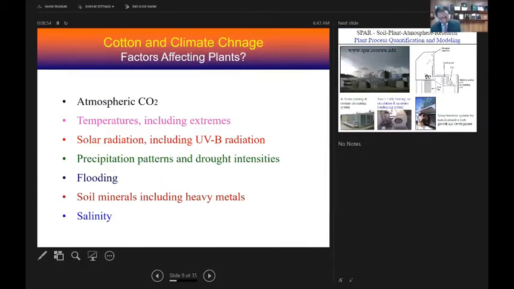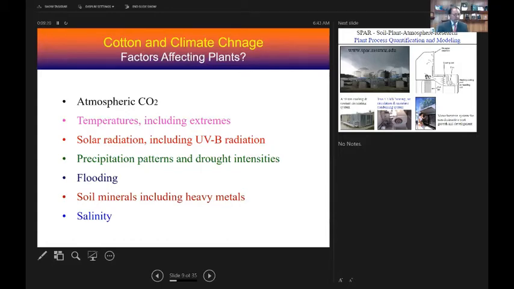If you look at the factors that affect plants in general, CO2 is not really a stress factor, but one of the raw materials that plants can utilize. Under low CO2 levels, plants grow slowly, but under higher CO2 levels, most plants will grow more with the increase in CO2 levels.